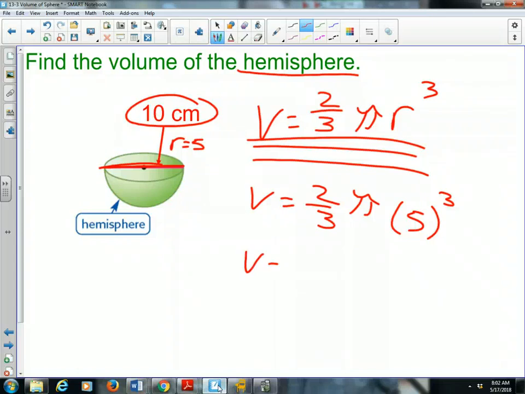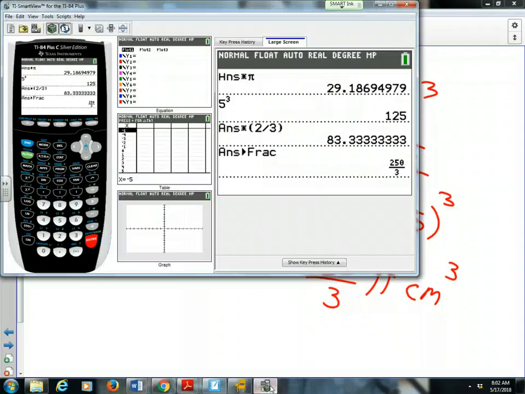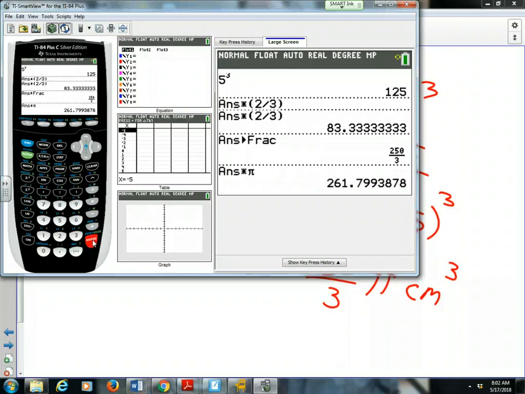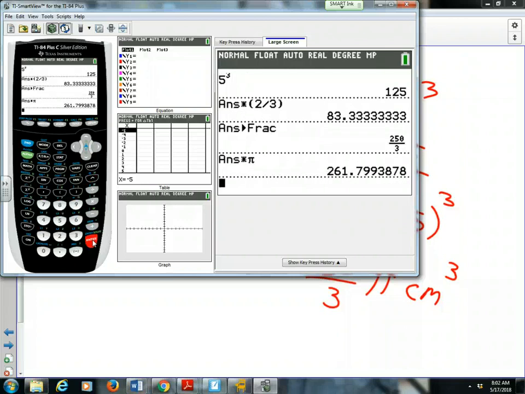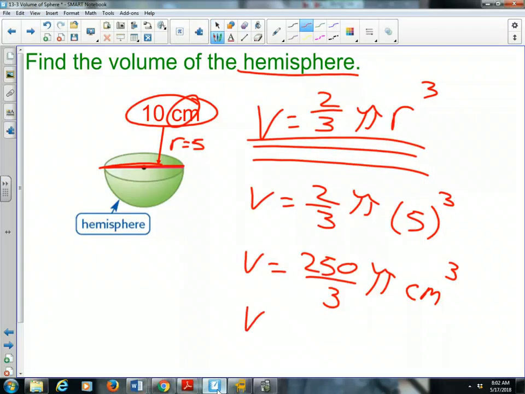So the exact answer, the volume equals 250/3 pi, and what's our units here? Centimeters. So this is cubic centimeters. That's how many cubic centimeters fit inside that hemisphere. Let's give an approximate answer by multiplying by pi. So multiply by 3.1415, all that. 261.8 cubic centimeters. Volume is approximately 261.8 cubic centimeters.